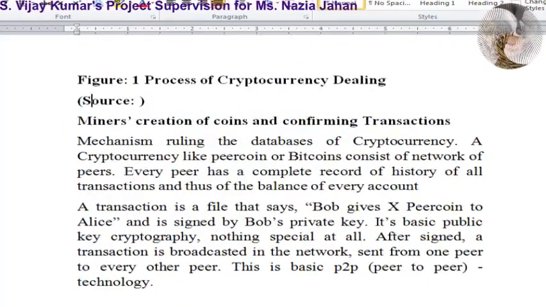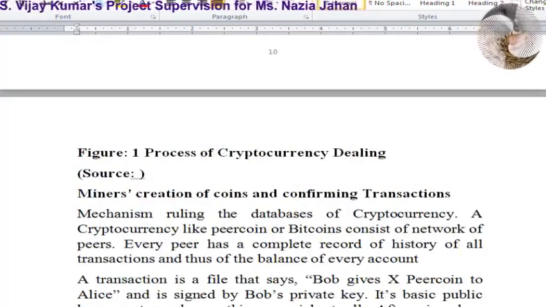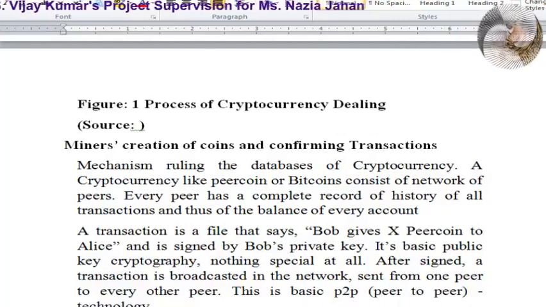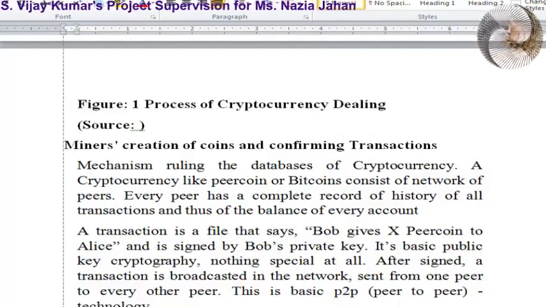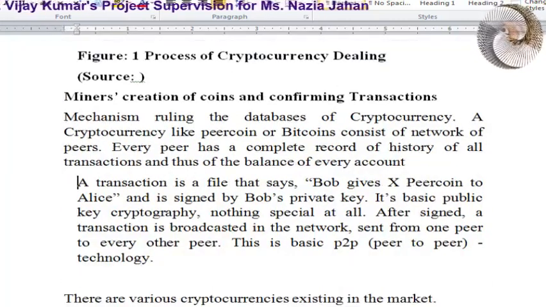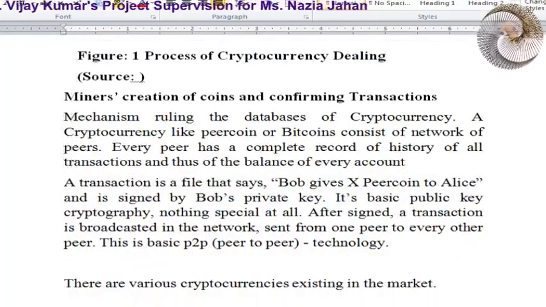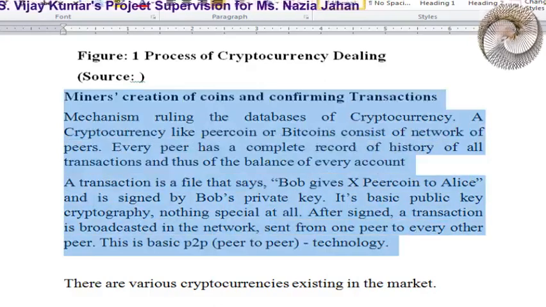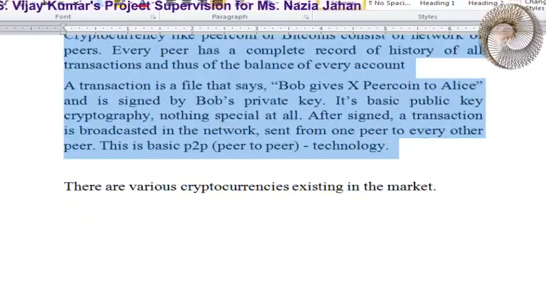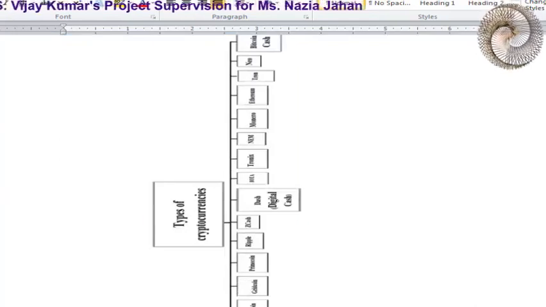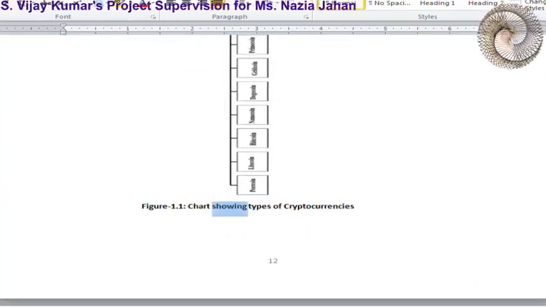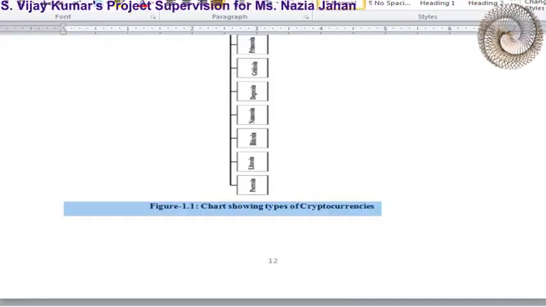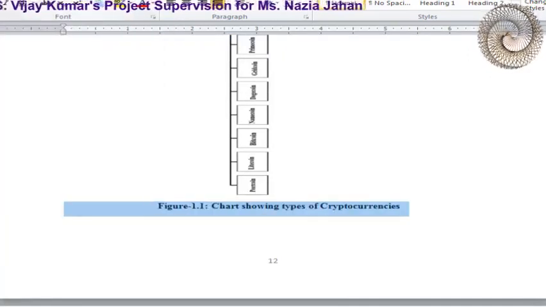Here, miners' creation of coins. This line has gone, ma. This also, the line has gone. Why like this? Here also alignment has gone. Why? Miners create coins, confirming transactions. This is an example you are writing in the introduction. This is copied from your seniors, but that's why I can see it's not Times New Roman, it is Calibri. So change to Times New Roman and font 12.